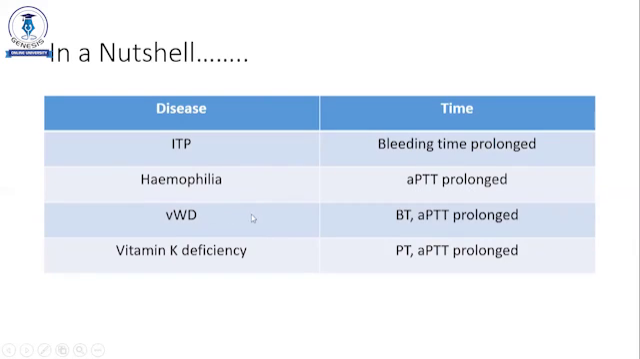Now von Willebrand disease. In von Willebrand disease, we see that the platelets will not get attached with the von Willebrand factor, and factor 8 will be consumed. So BT and aPTT both are prolonged. And in vitamin K deficiency, coagulation factors 2, 7, 9, 10, it involves the common pathway, intrinsic pathway, and extrinsic pathway. So PT and aPTT are prolonged.